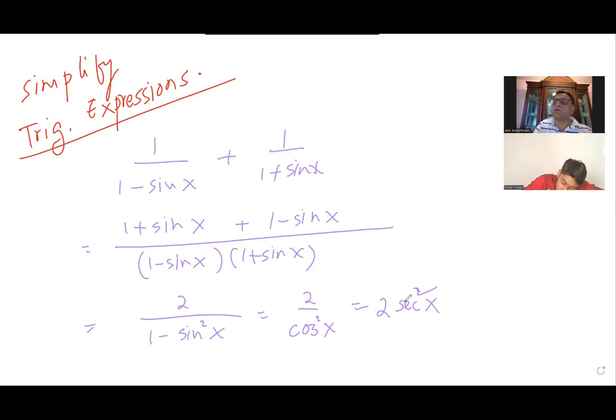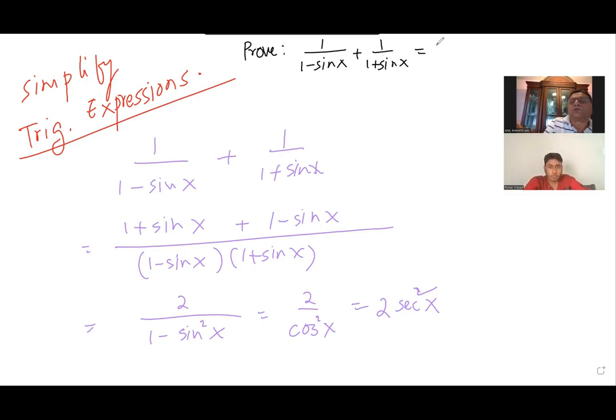Now, I could have given you this question as an identity also. My question could be: prove that 1 over 1 minus sine x plus 1 over 1 plus sine x is equal to 2 secant square x. Prove this identity. And how will I prove it? Well, the strategy is shown here. Proving means that the left-hand side is equal to the right-hand side.